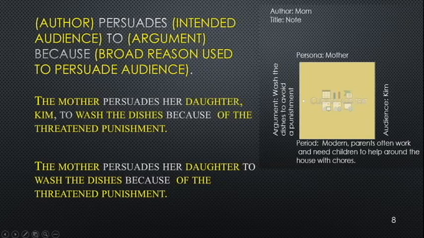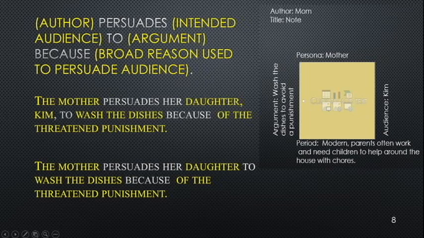So the author is Mother, and we know that Mom and Mother are interchangeable, so I might use the mother. I could say the mom, or if I knew her name, I might say Connie Icahn, because that's my mom, persuades her daughter, Kim, to wash the dishes. And notice that the audience came right out of the AP square. To wash the dishes, that's coming right out of my AP square because of the threatened punishment. So I'm essentially just pulling the pieces out of my AP square and replacing the yellow words with the words from my AP square.